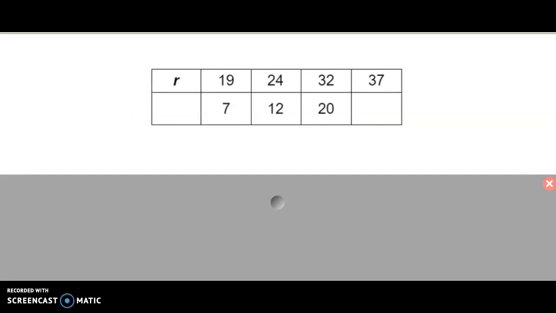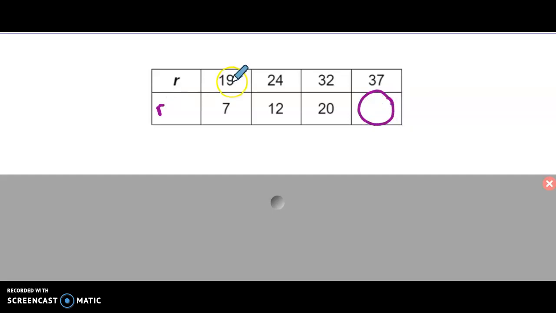This one looks a little different. We don't have names here. We just have R, and the R row says 19, 24, 32, 37. Then on the bottom row we have a blank, and we need to figure out a rule here. So right here in this first spot, we're going to write a rule, R something, and then eventually we're going to use that rule to figure out that blank space.